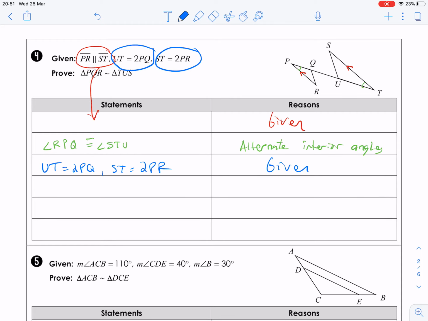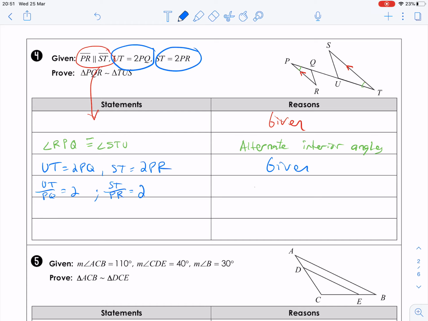Okay, so, oh man, this is going to be a proportion. Can't we say UT over PQ equals 2, just as we can say ST over PR equals 2? That would be the division property of equality. And now we have a proportion.